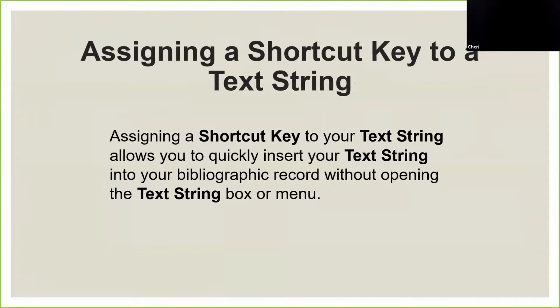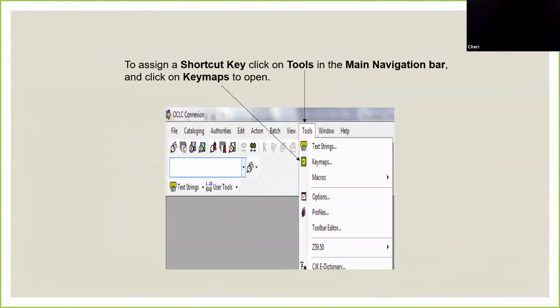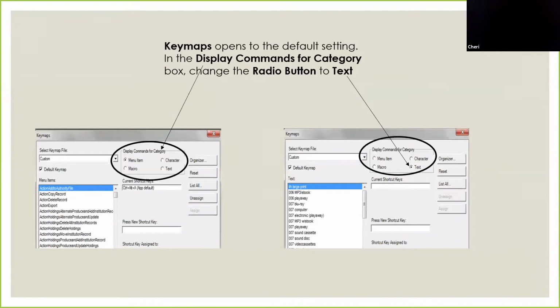As mentioned before, there's three ways to add a text string, and the third way is to add a shortcut or key map to your text strings to quickly add your text string to your record, avoiding the two ways we've previously discussed. In the main navigation bar, click on Tools and Key Maps. Key Maps opens with the Display Command for Category radio button defaulting to Menu Item. You must change the radio button to Text in order to see the text strings you have added to your computer.